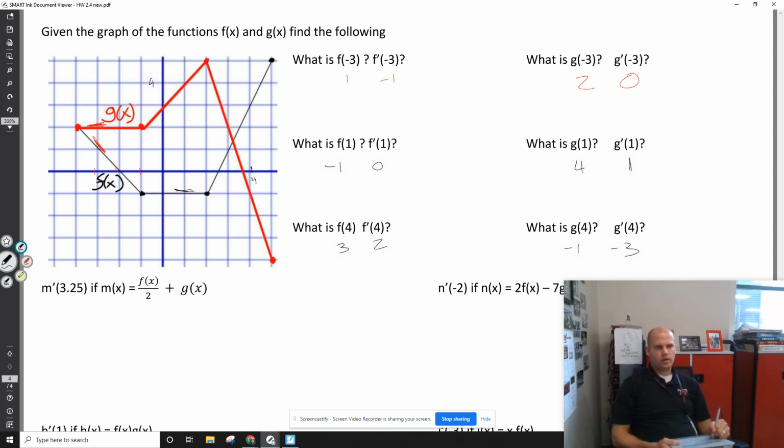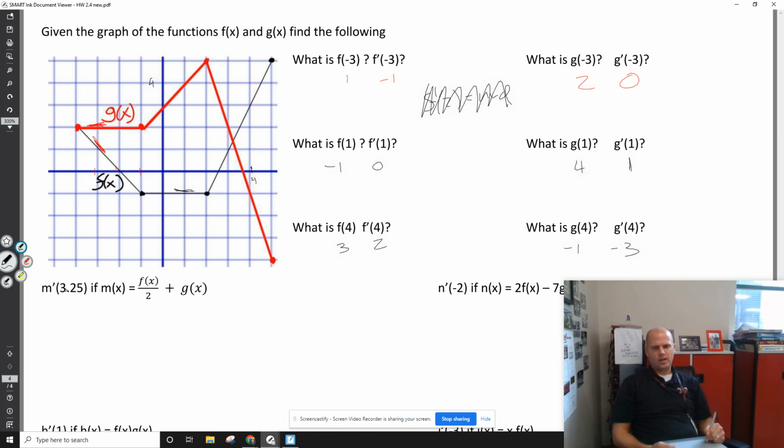Now, quickly, if I asked you what's F prime of 2, this sharp point right here, there is no tangent slope at a sharp point. So you can't get a slope at this sharp point. You will never be asked to answer one of these questions at a sharp point. If you are, the answer is just undefined. I don't have a slope there.